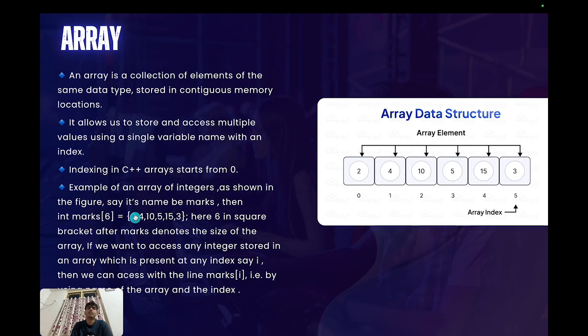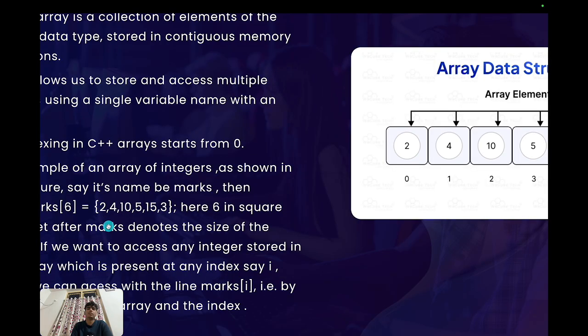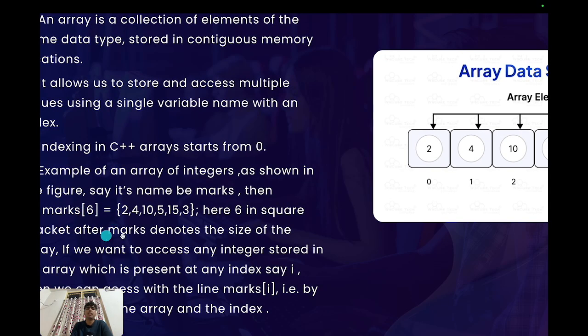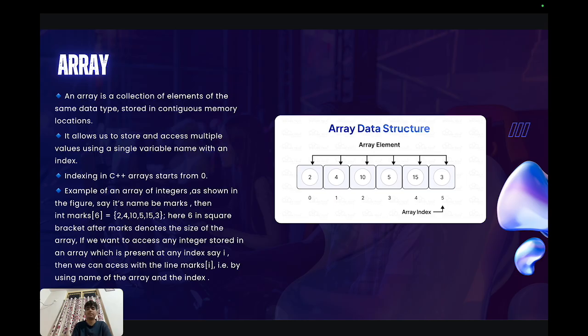So basically this is index 0, 1, 2, 3, 4 and 5, and the size is 6 because there are 6 elements. If you want to access some element, let's say 15, then you would have to write marks, and since it is the 4th index, you have to write marks, this bracket, and 4 inside the brackets. Then you can access that element.